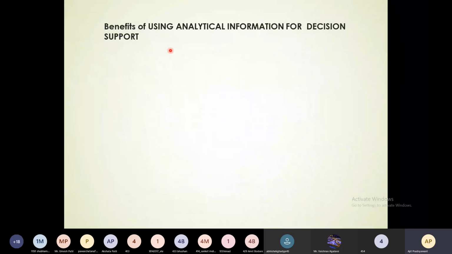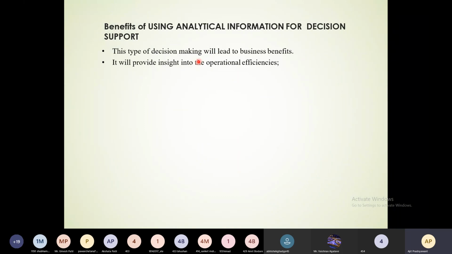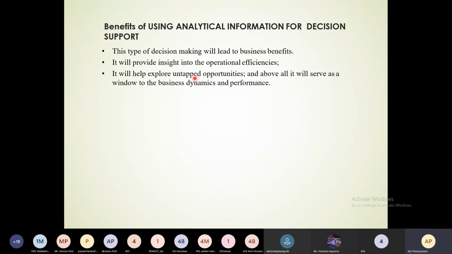So what are the benefits of using analytical information for decision support? This type of decision making will lead to business benefits. It will provide insight into operational efficiencies. It will help explore untapped opportunities, and above all, it will serve as a window to business dynamics and performance.